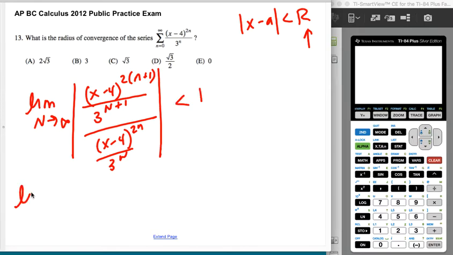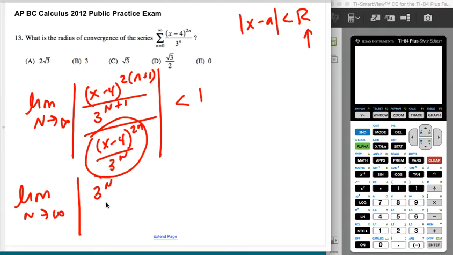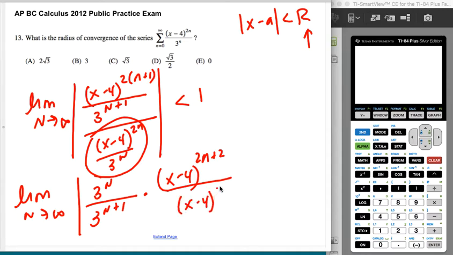So let's clean this up a little bit. Again, it's definitely not cheating if you're able to flip a lot of this stuff pretty easily. So this is the thing that's going to get flipped, right? So I'm going to get a 3 to the n. The 3 to the n plus 1 will be on the bottom. On the top, I'm going to have an (x - 4) to the 2n plus 2. On the bottom, I'm going to have an (x - 4) to the 2n.